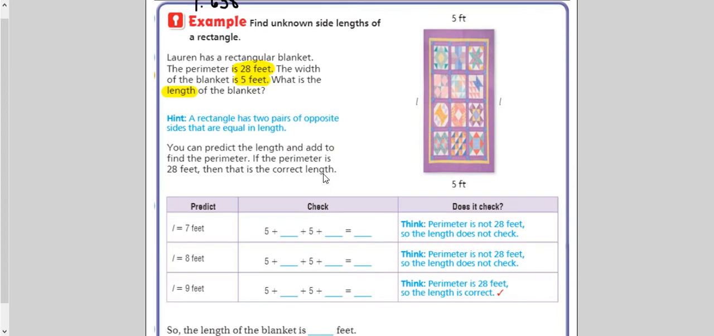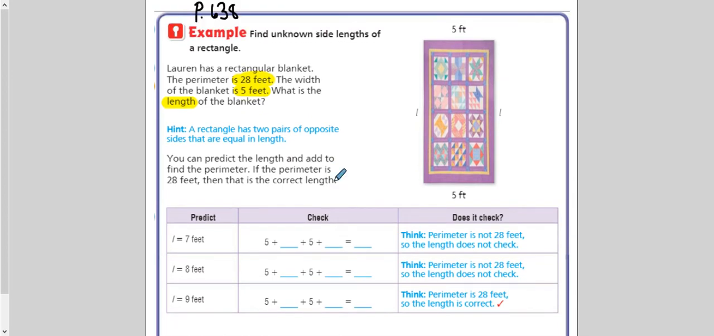So what I need to be thinking to myself is, with the perimeter of 28. So 28, that's my perimeter, is equal to 5 plus 5 plus two numbers. I don't know what they are. I have one number plus another number. But those numbers have to be the same.